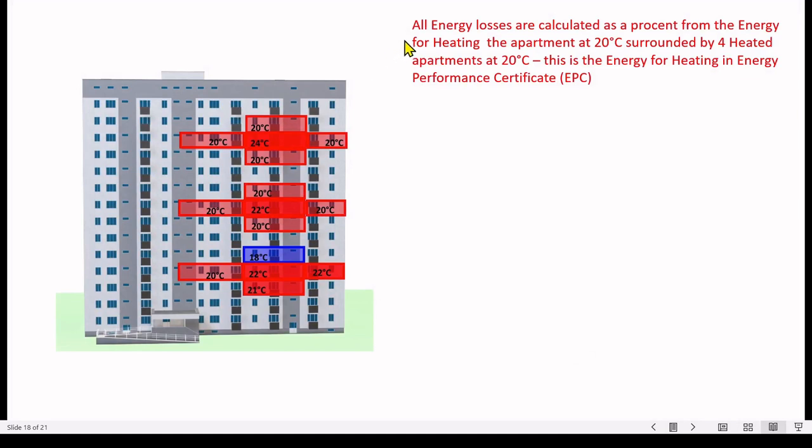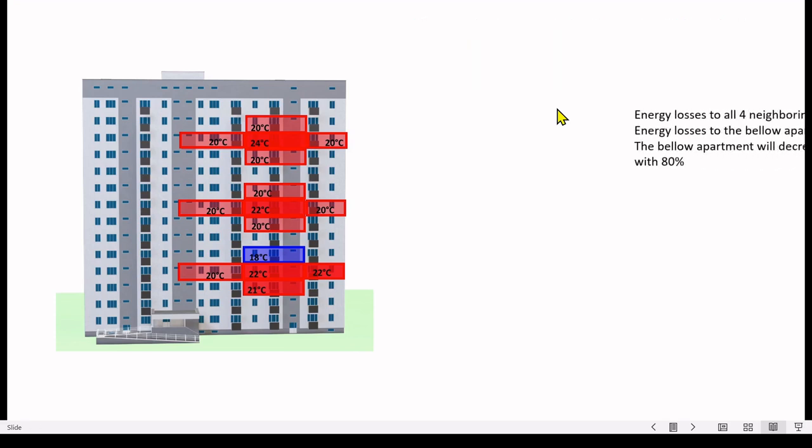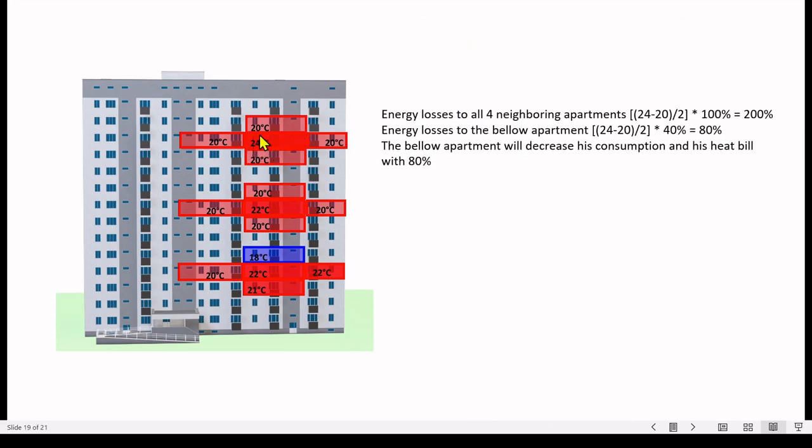Again, from this slide, all energy losses are calculated as a percent of the energy for heating the apartment at 20 degrees in the same situation as it was in the front. And let's see now, if we have a central apartment heated at 24 degrees, with energy losses to all four surrounding apartments that have 20 degrees. Energy losses to all four neighboring apartments from the formula in front will be this one. That means the total losses will be plus 200%.